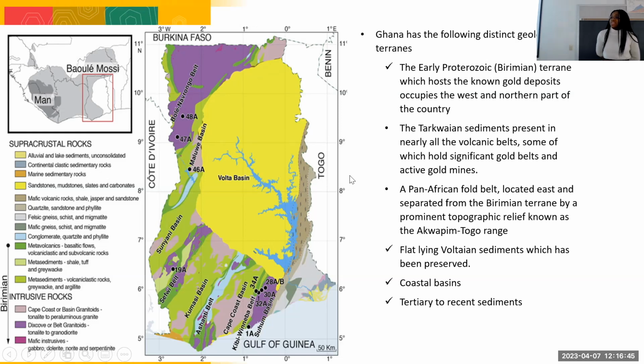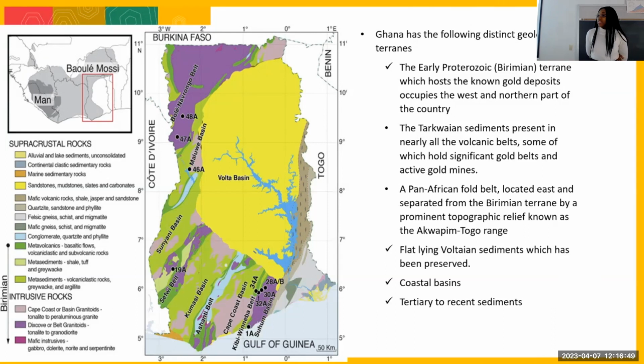Ghana has the following distinct geological terrains, 6 of them. Virginia has 5. The early Proterozoic Birimian terrain hosts the known gold deposits that occupy the west and northern parts of the country. So most of this area. The Tarkwaian sediments are present in nearly all the volcanic belts, some of which hold significant gold belts and active gold mines. That was our light blue here.